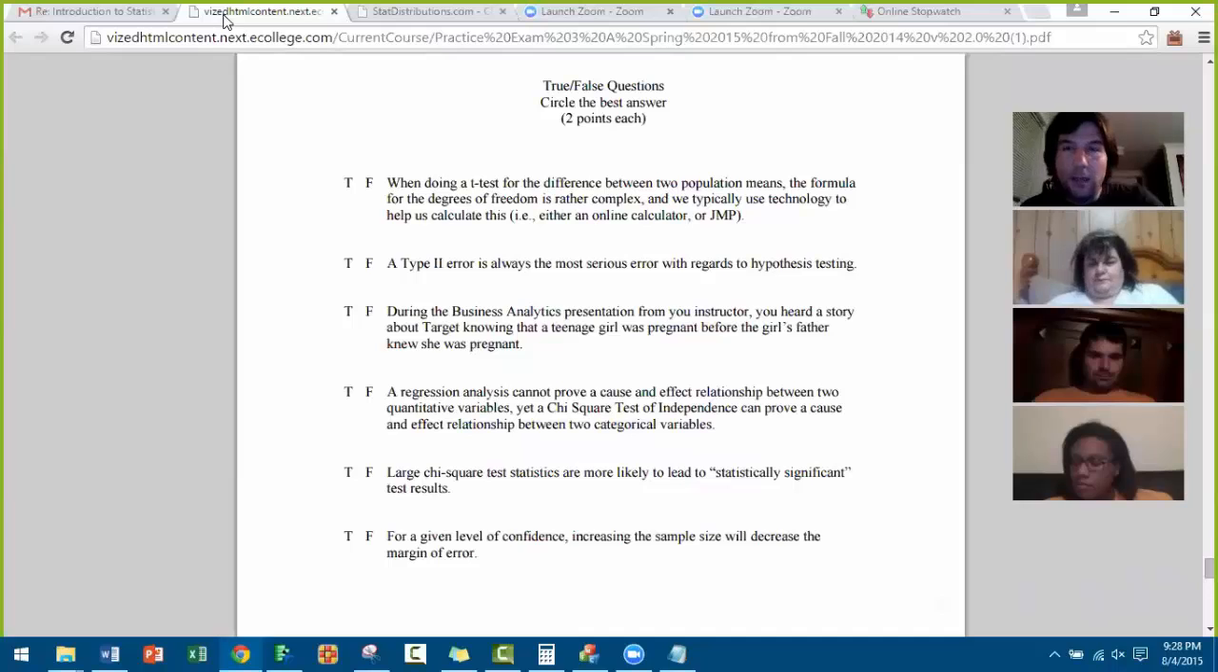For a given confidence level, increasing the sample size will decrease the margin of error. Thinking about the way the formula works, I know the answer. Increasing the sample size will decrease the margin of error. That's very true. As long as you hold everything else constant, the more you sample, the better you understand things. Just theoretically thinking about it, the more you sample, the better you understand it.